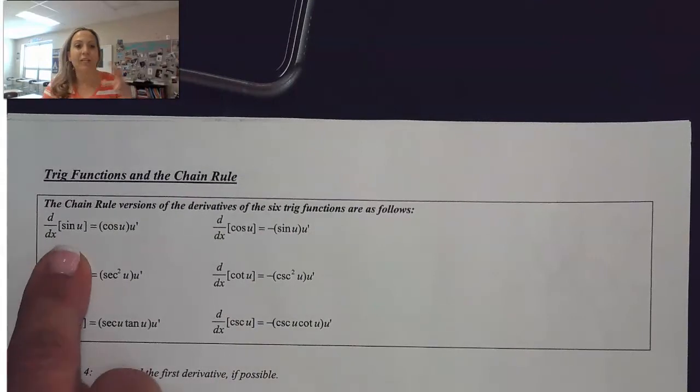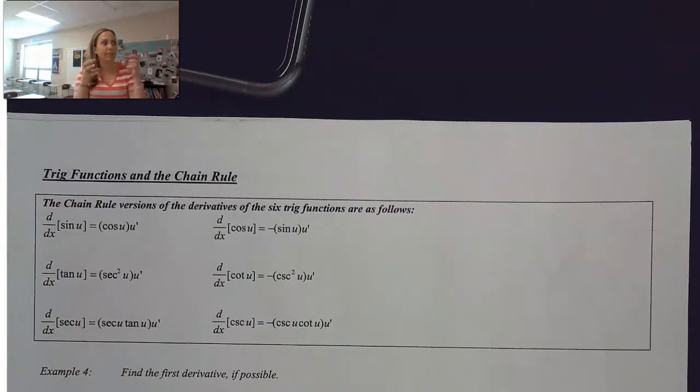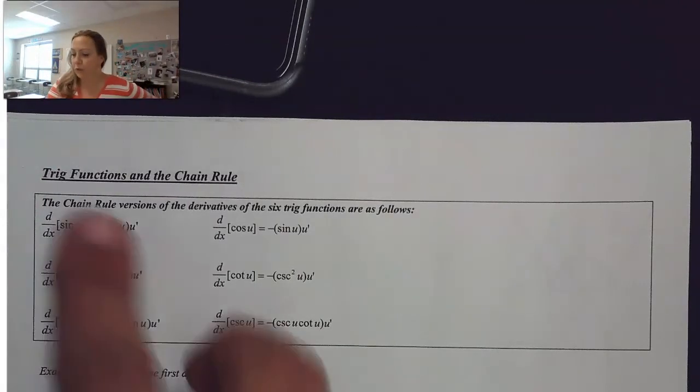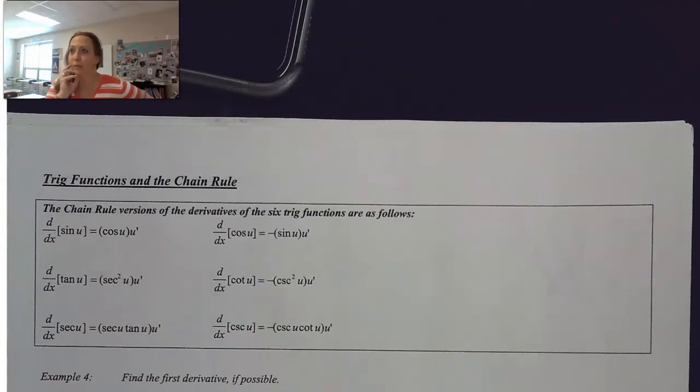Obviously, and again, u is some other function, something more sophisticated than just x, okay? So you could have 5x, you could have 3x squared minus 8, you could have 4x over 3x squared minus 2. I don't know. You know what I mean? But u is going to be a different kind of function.